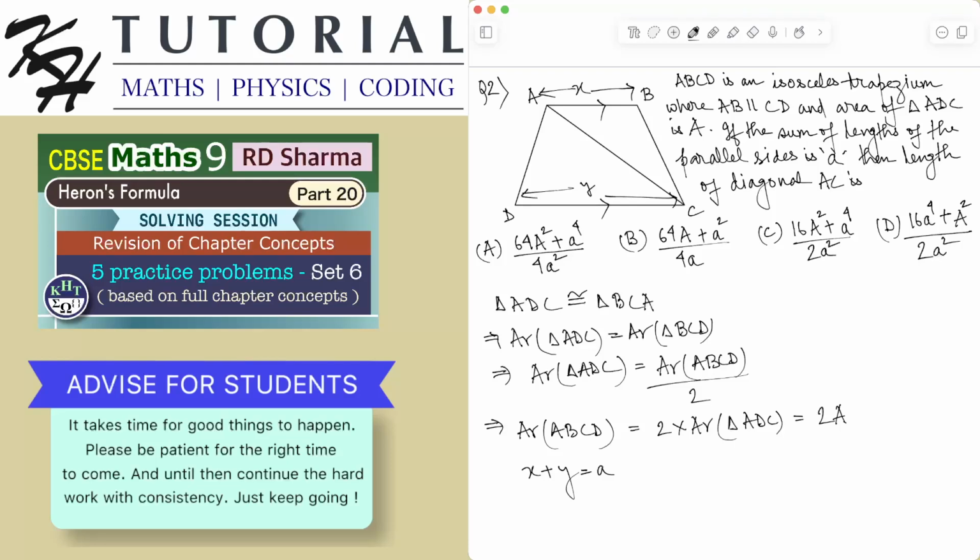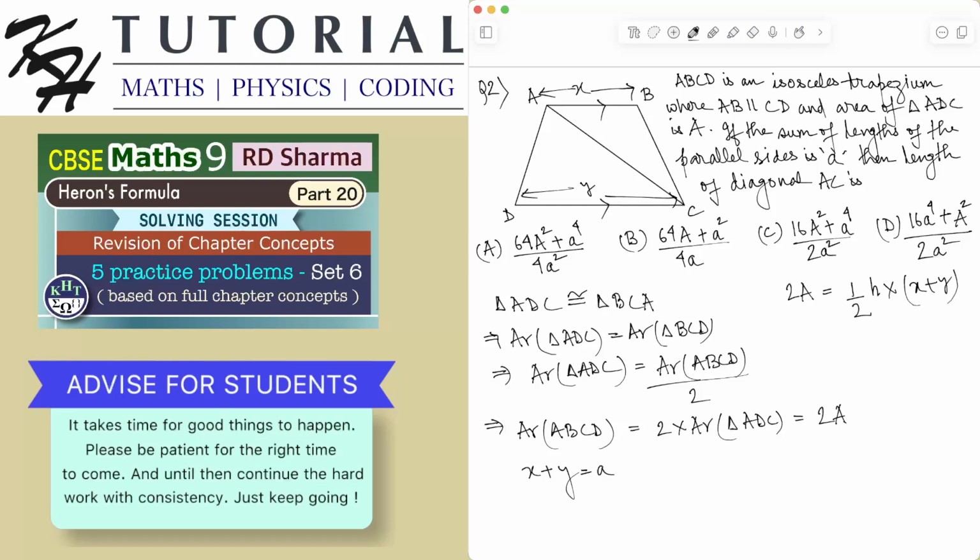If we know the area of the trapezium and the sum of the parallel sides, we can get the height of the trapezium. The area of the trapezium is twice A. We know the area of a trapezium is half into height multiplied by the sum of the parallel sides.